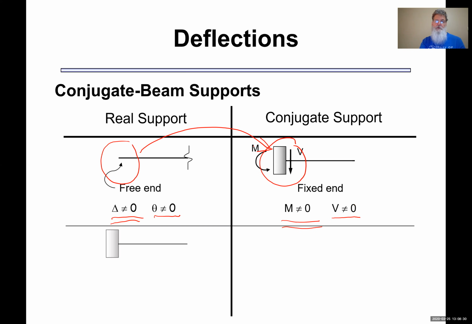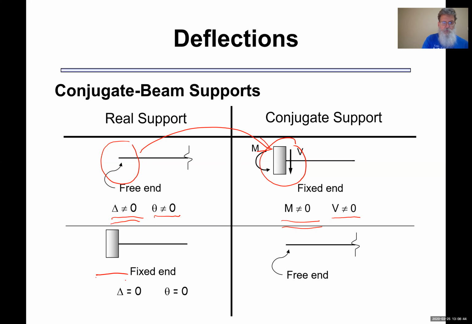So if I start with the free end, which has no displacement and has no slope, well, in the conjugate space, that would become a free end. I may have said that wrong. You start with a fixed connection in real space, which has no displacement, no slope, that maps to a free end in conjugate space, which has no moment and no shear. So now fixed maps to free.